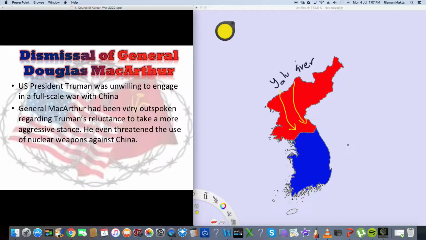He felt that they should not back out from fighting the Chinese. He was critical of the president. He even threatened to use nuclear weapons on China, which to President Truman was unacceptable. If they do that, China's ally, the USSR, will also use the nuclear weapons.